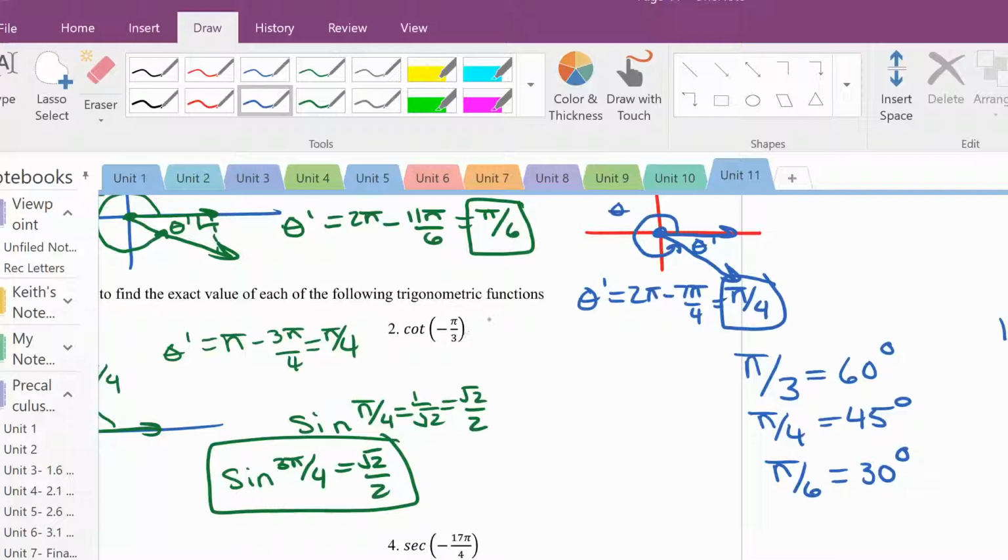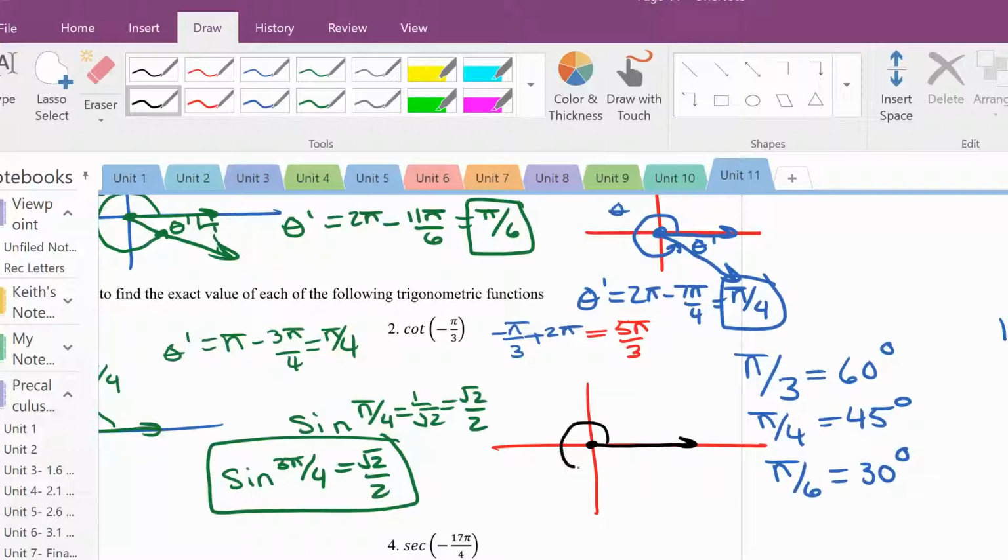Cotangent of negative pi over 3. Well, negative pi over 3 plus 2 pi will give you 5 pi over 3, which is in the fourth quadrant. So in the fourth quadrant, it's here, which means the reference angle, 2 pi minus 5 pi over 3, gives you pi over 3. So that's the reference angle.